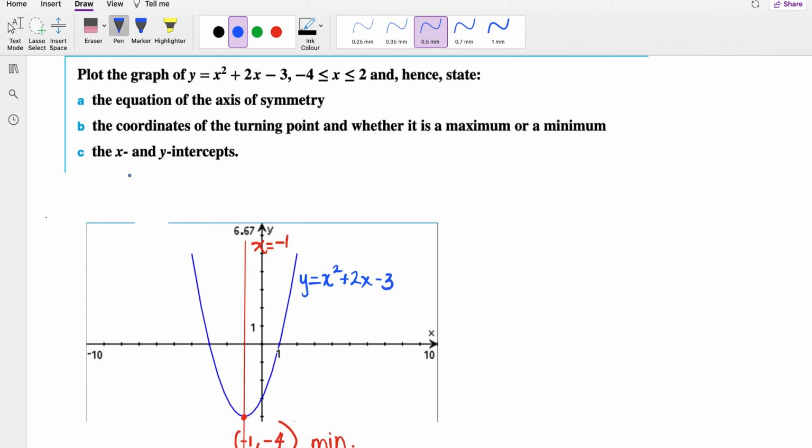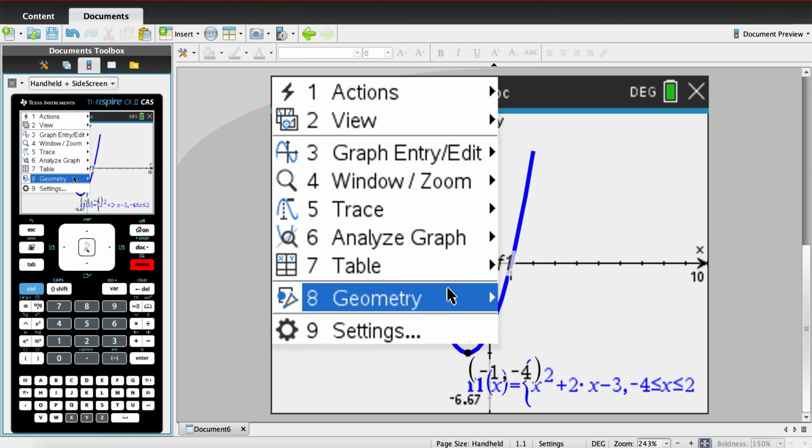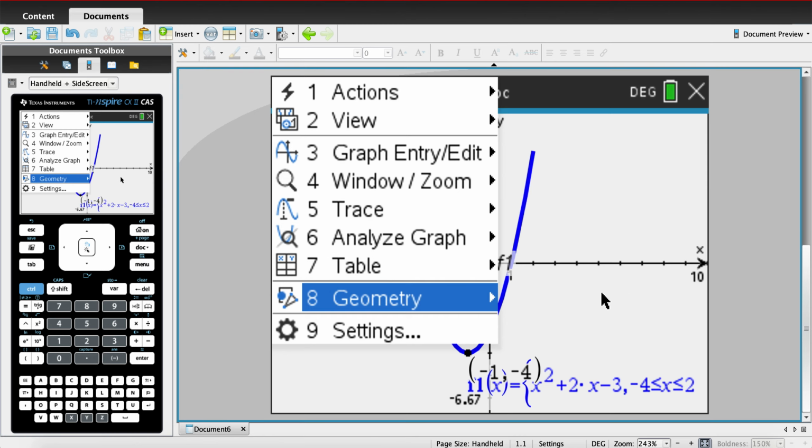Wonderful. And what is it asking? The x and the y intercepts. So there are several ways. One is you can do it here. We can see what the values are here. I'm going to show you 2 ways that you can use your CAS to do that. One is by analyzing the graph. So you're going to go menu, or you can trace the graph actually.